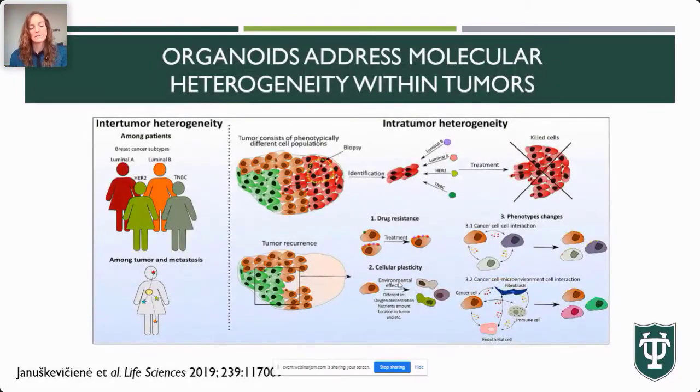So how do organoids address this molecular heterogeneity? We understand that a tumor is not just comprised of a sheet of the same cells. So a tumor actually has phenotypically different cellular populations. And when we take a biopsy, we may only be studying one of those populations. So we can effectively find a therapy that treats this population, but we're not examining all the subclones within that tumor that may have different responses to that chemotherapy. So it's really important to remember this heterogeneity concept and how this can contribute to drug resistance and effective drug therapies.